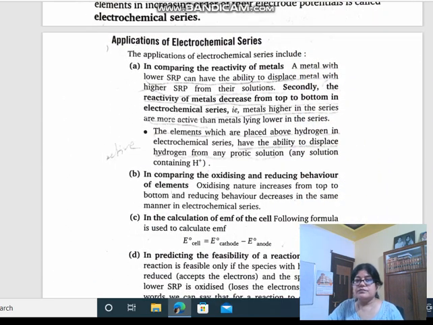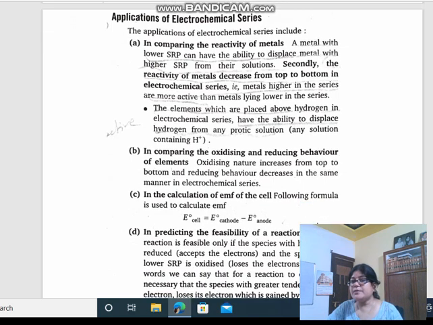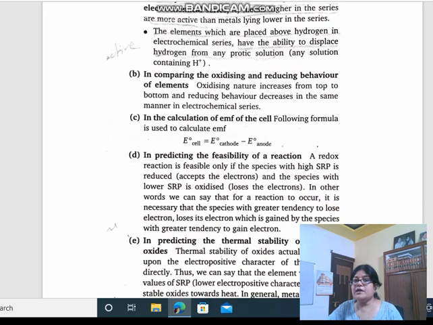So metals higher in the series are more active, and the metals lower in the series are less reactive. Moreover, the elements which are placed above hydrogen have the ability to displace hydrogen. So when the metals placed above hydrogen react with acids, they have the ability to produce hydrogen gas. Clear? Now next topic, comparing oxidizing and reducing property.